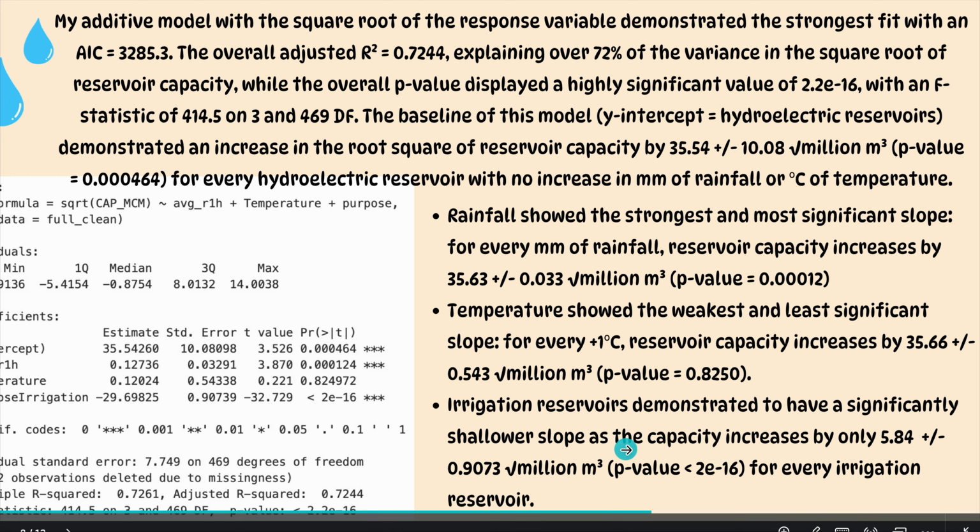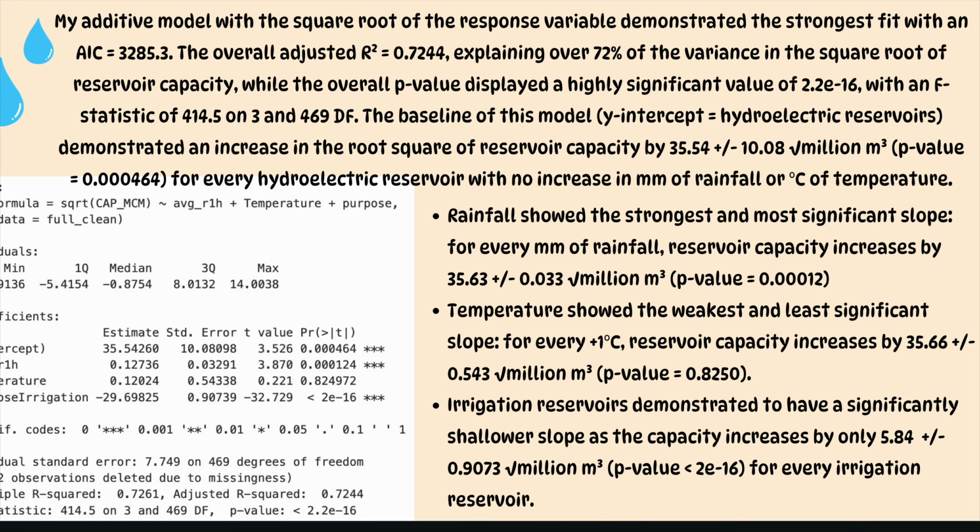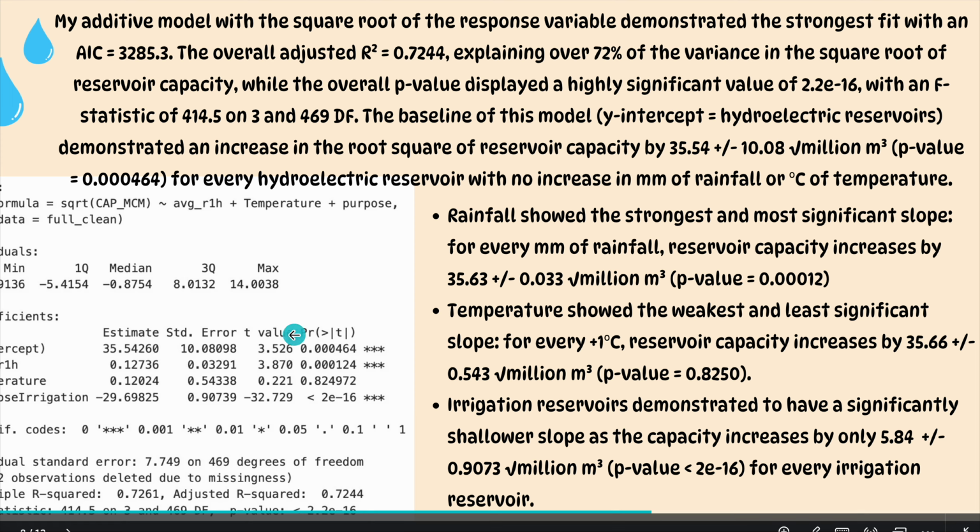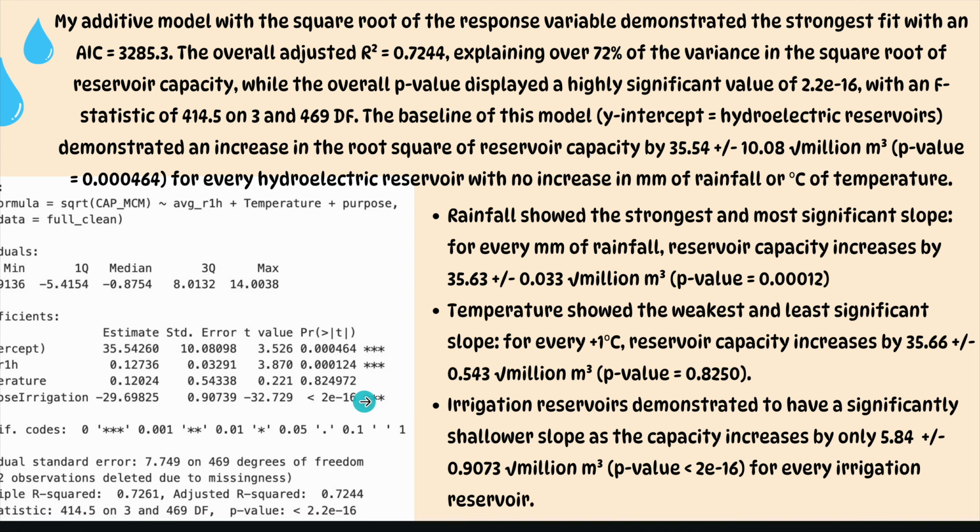The irrigation purpose reservoirs displayed the most significant slope and relationship to reservoir capacity, but it also had the most shallow slope, as the capacity only increased by 5.84 plus or minus 0.9073 square root of the million meter cubed for every irrigation reservoir. So, as you can see, this p-value is the lowest between all of them. So irrigation definitely has the most effect in this model, and after that, rainfall, and after that, hydroelectric.